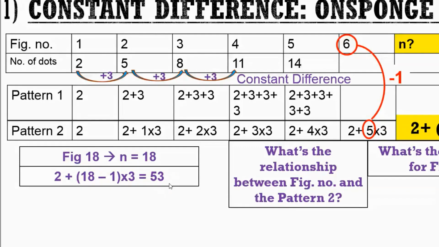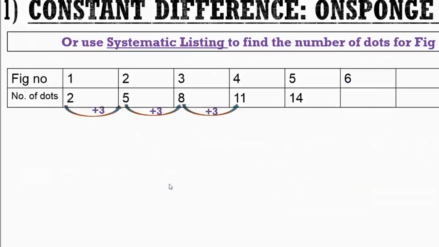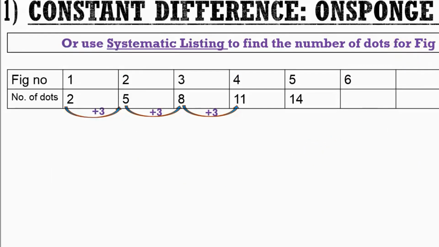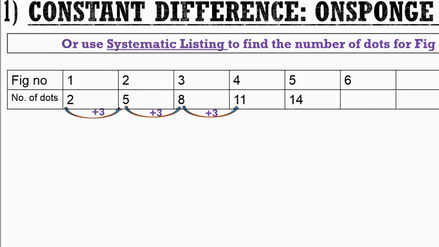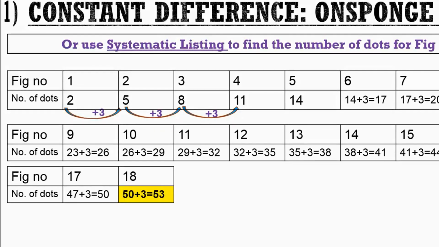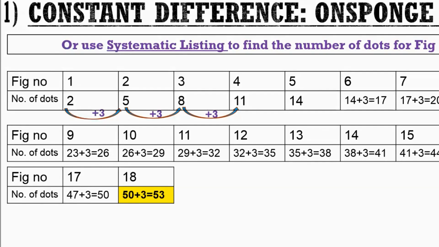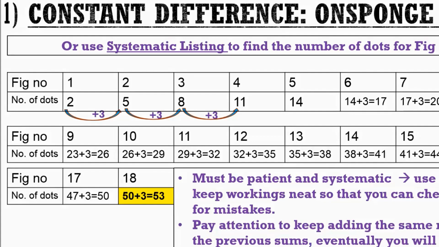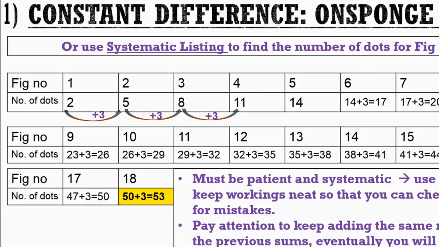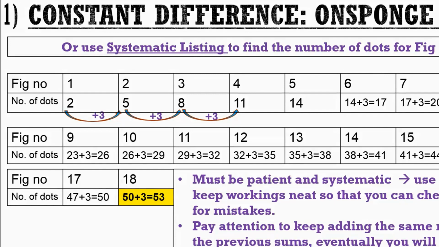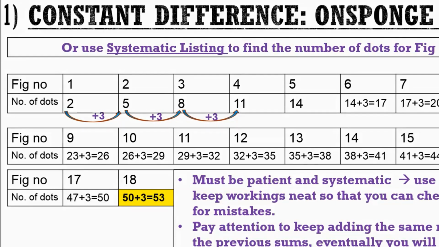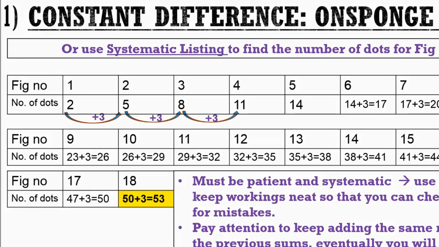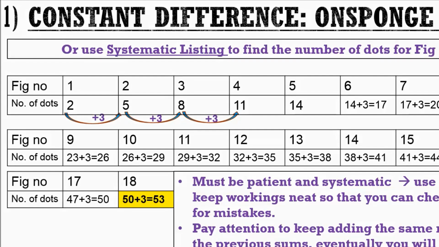Did you get the correct answer? Or we can use systematic listing, of course, since the 18 is not a very big number. So all you have to do is to be patient and you will get the correct answer. In order to use systematic listing, you must be patient and systematic. So please use a table to keep all the working neat so that you can check them for mistakes. Pay attention to keep adding the same number to the previous sums. Eventually you will get the correct answer.